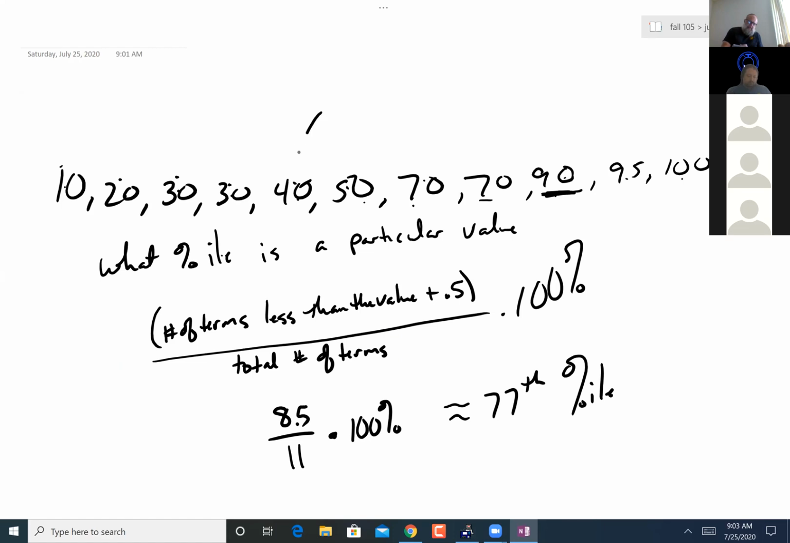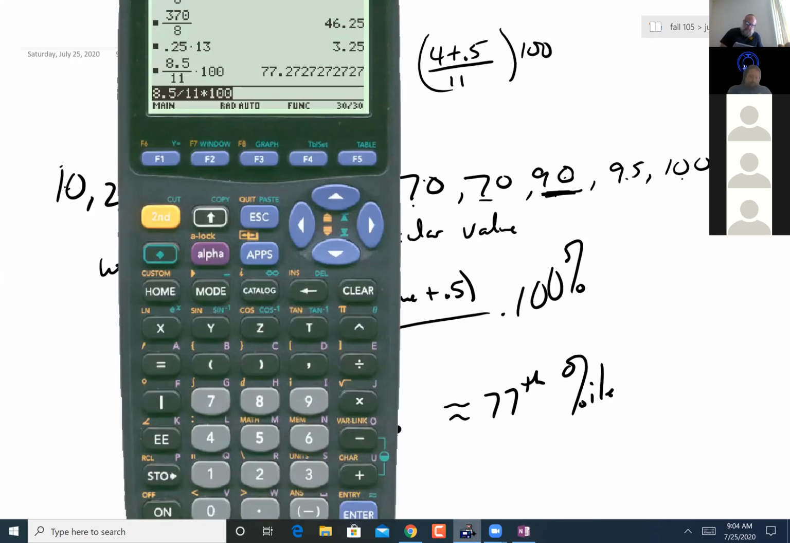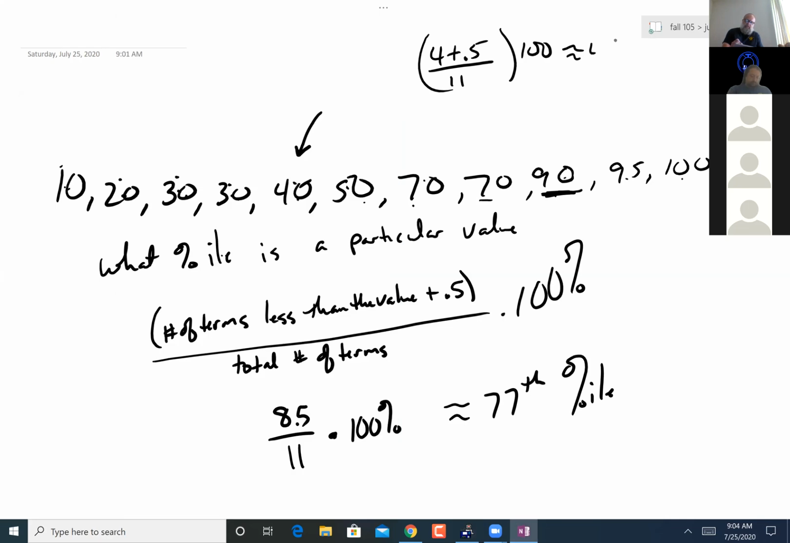If you were to ask that question about 40, there are 1, 2, 3, 4 numbers less than him, plus a half, divided by 11 times 100. He would be basically the 41st percentile. Okay, and that's how the game is played. And so you'll be given a set of data, and you'll figure out which percentile a given number is.